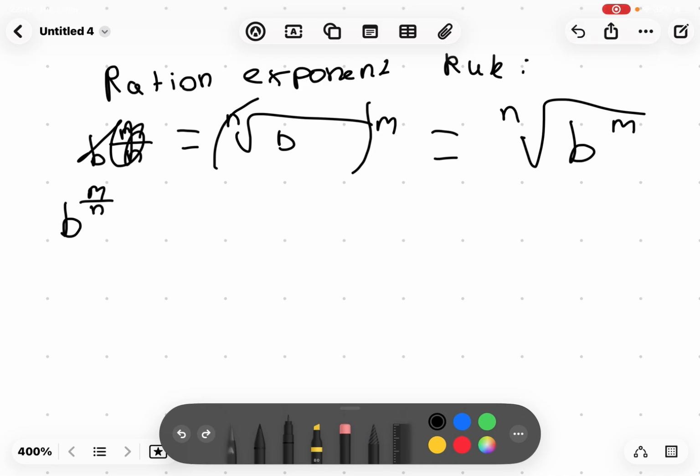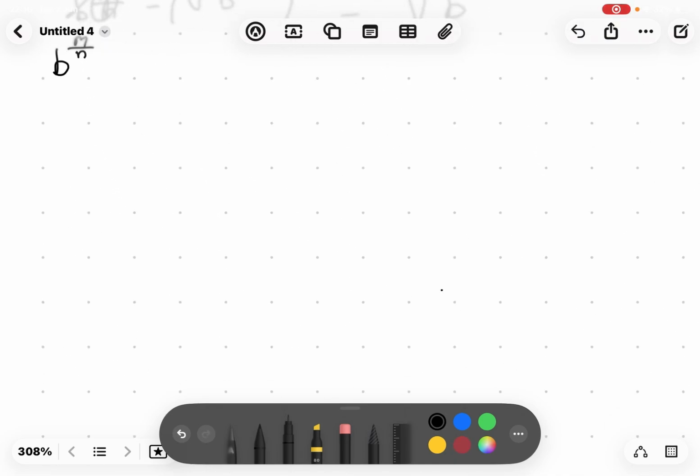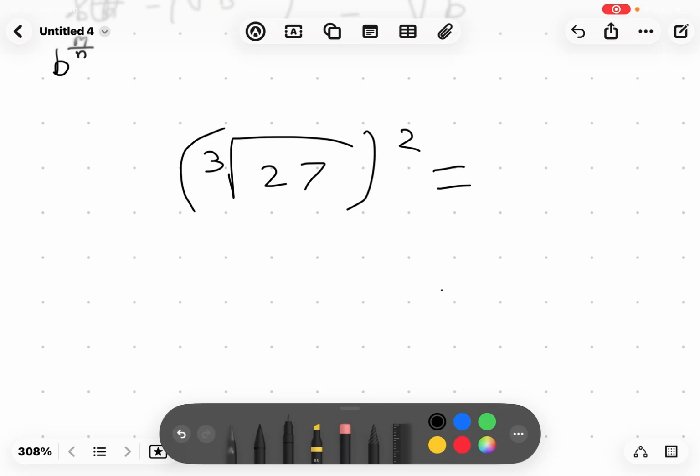So let's just go to an example. So 27 to the power of 2 over 3. That just equals 3 squared.